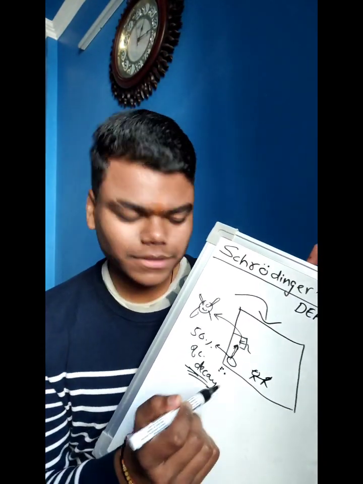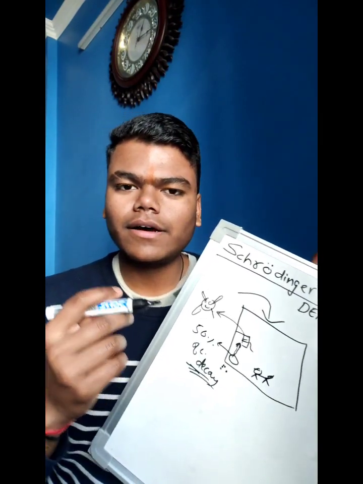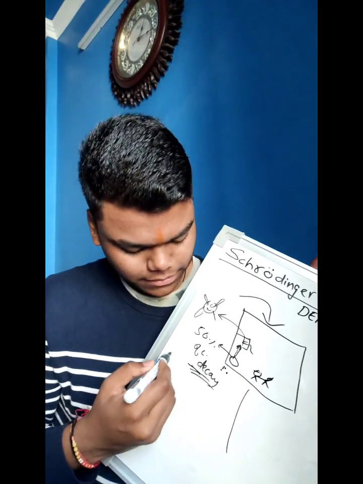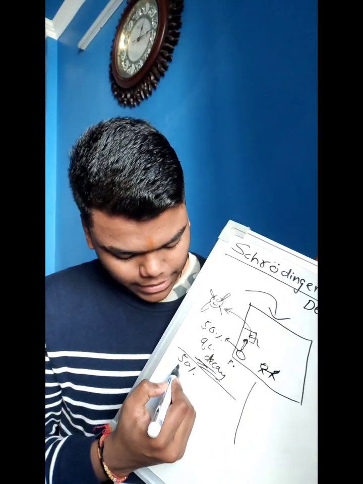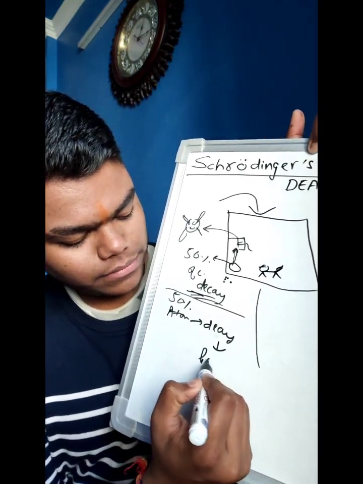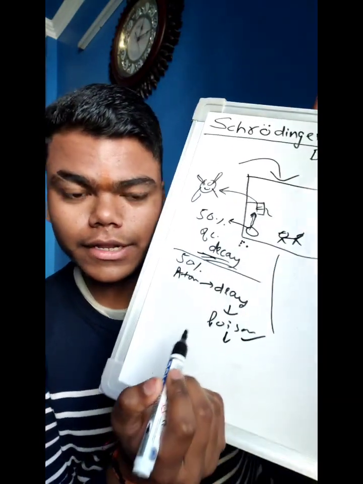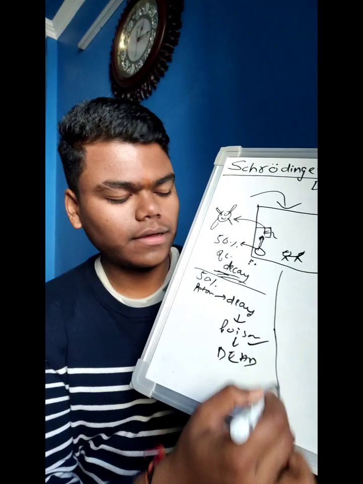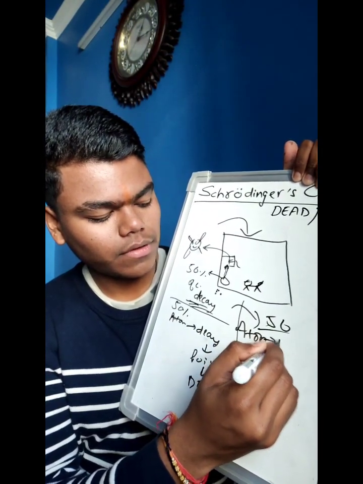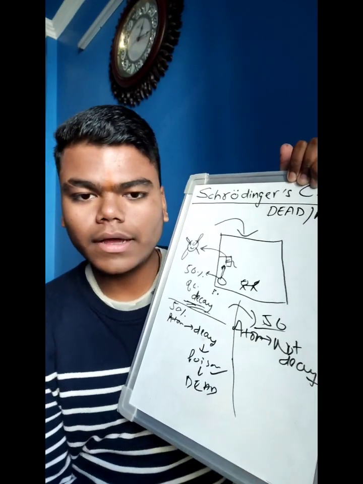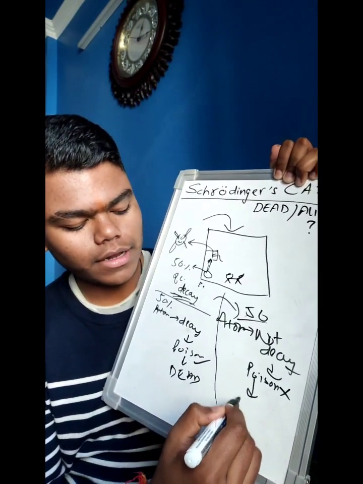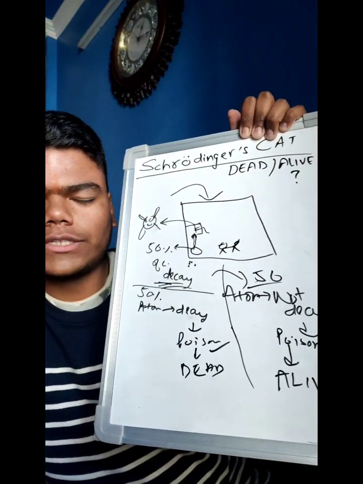That means 50% of the time this atom will decay, that will deconstruct this mechanism of poison. So the poison will be released. Like 50% of the time, the atom will be decayed, and hence the poison will be released. And the poison is released, that means the cat will be dead. That will happen 50% of the time. And the other 50% of the time, the atom will not decay, and poison will not be released, and the cat will be alive, safe and sound. So that's basically the whole scenario of this Schrodinger's cat.